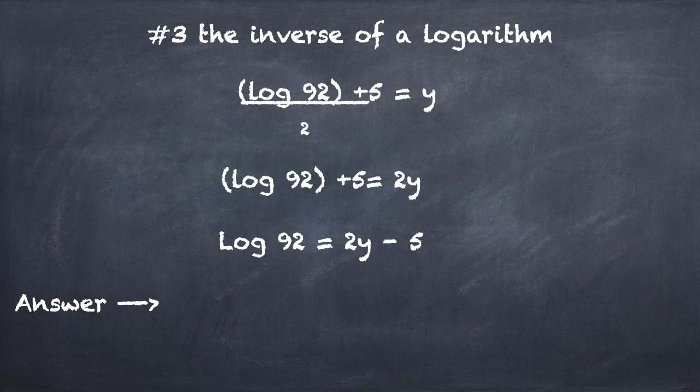So your base is 10, so your number would be 10, and then this is your exponent, so that would be on the outside, and this would go inside. So it would be 10 to the power 2y minus 5 equals 92 as your answer.